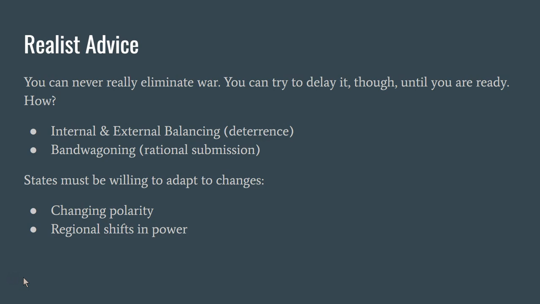If not world polarity, regional shifts in power also needed to be adapted to. So these more local shifts in power between neighbors might require adaptation, acquiring new allies, perhaps building up your military a little bit more. These are more local shifts in power, not changes in polarity in the whole system, but shifts in regional power.